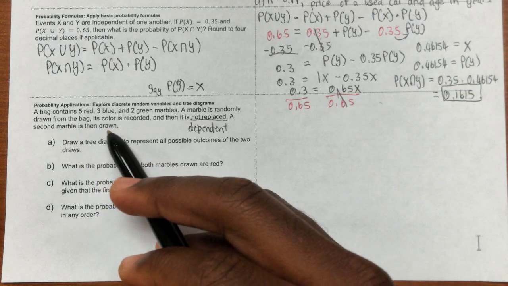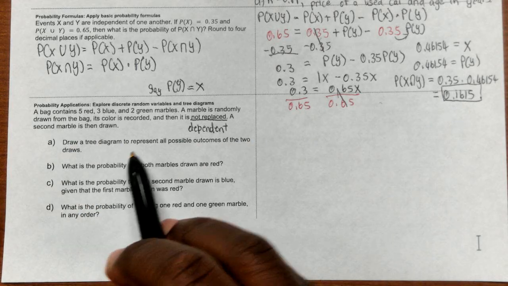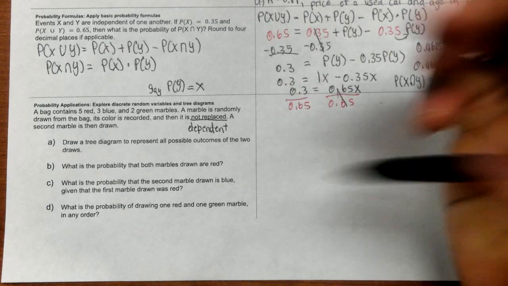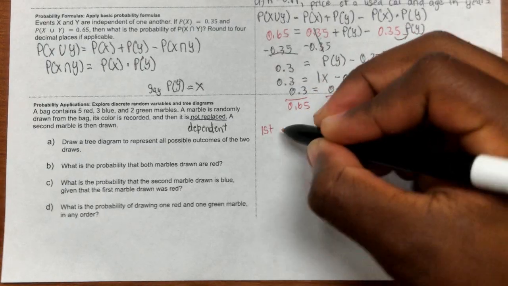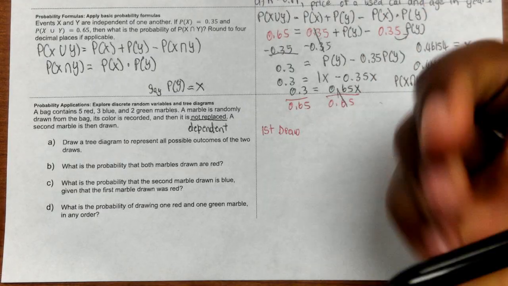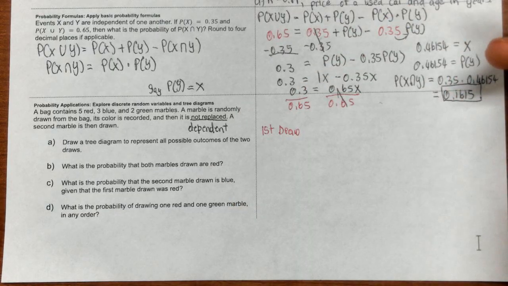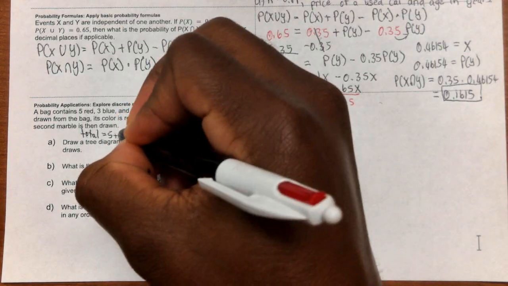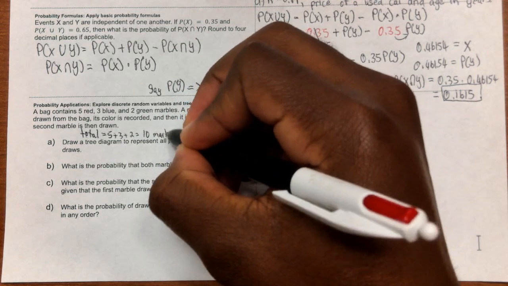A second marble is then drawn. Draw a tree diagram to represent all the possible outcomes of 2 draws. This is how I would represent all those possible outcomes. So let's call this first draw. What's the probability of drawing, for example, a red marble? Well, for me to know that, I need to first figure out how many total marbles I have. The total marbles will be equal to 5 plus 3 plus 2, which is 10 marbles.